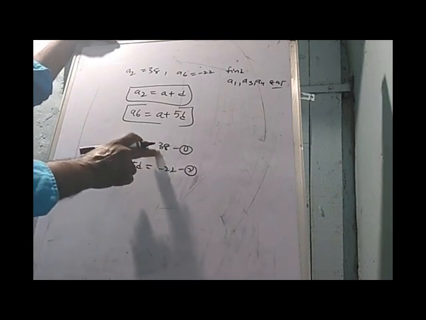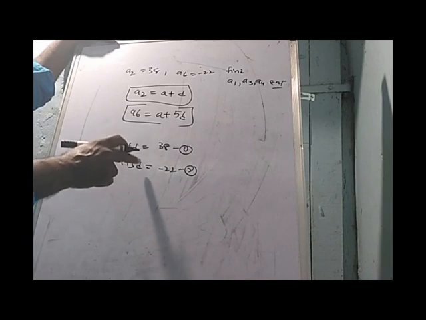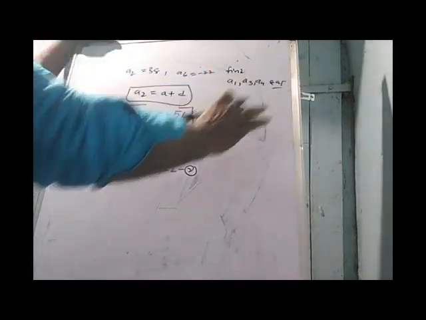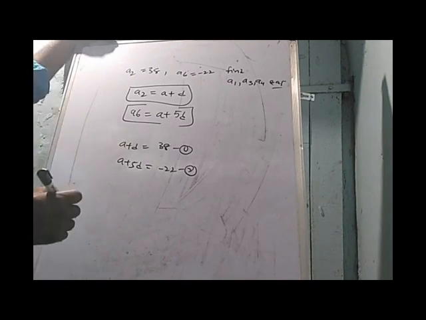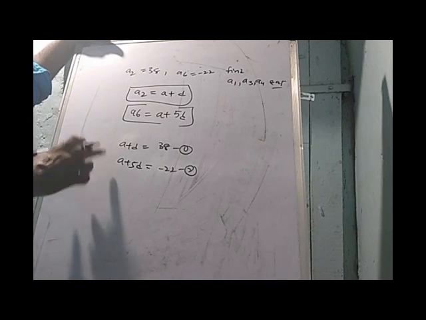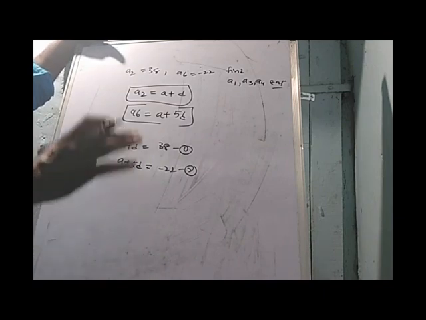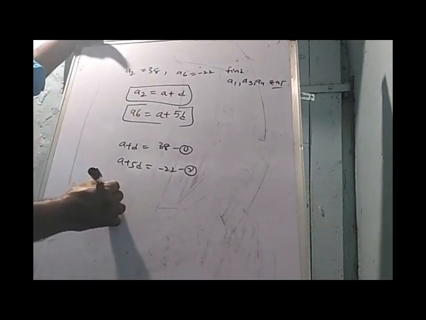From the first and second equation, we go to the elimination method. We go to the elimination method and solve the A and D values. Then they can easily find what they were asking, like the A1, A3, A4 and A5 values. So for the variable we are eliminating, the coefficients should be equal. Okay, let us do it here.